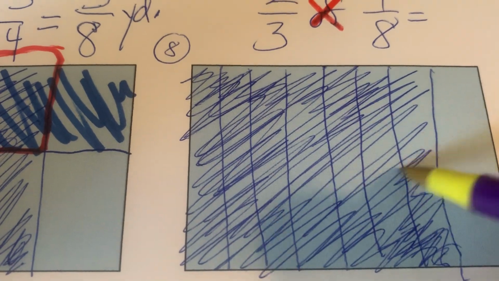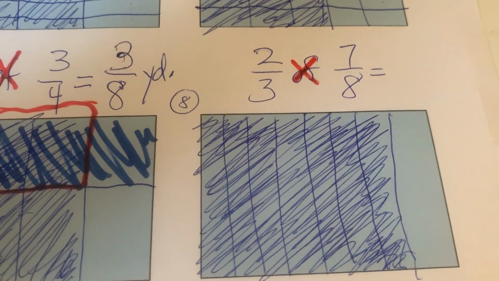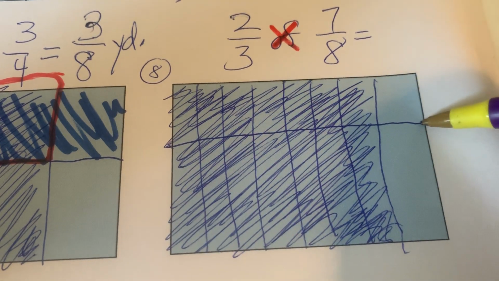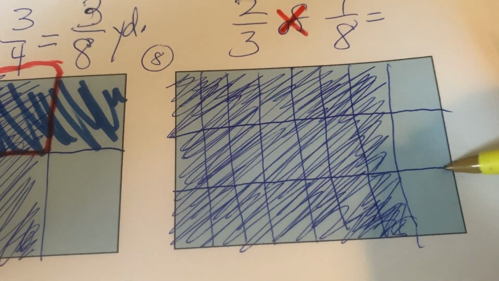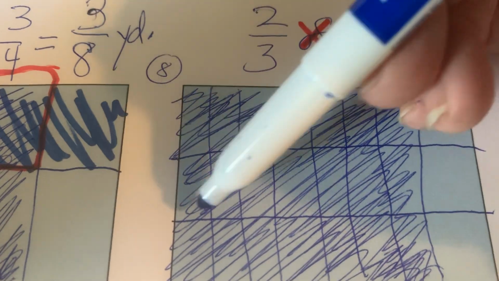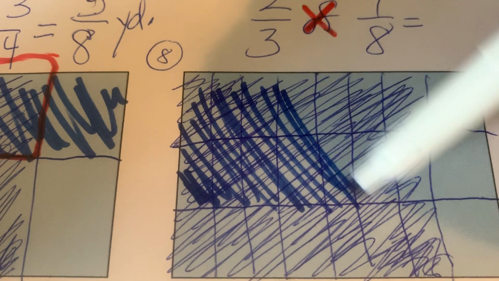Okay. So there is 7/8. Now I need to find 2/3 of those 7/8. So I'm going to create thirds going across. And then I'm going to shade in 2 of those 3 rows. I'm going to go backwards so that I can see both ways.